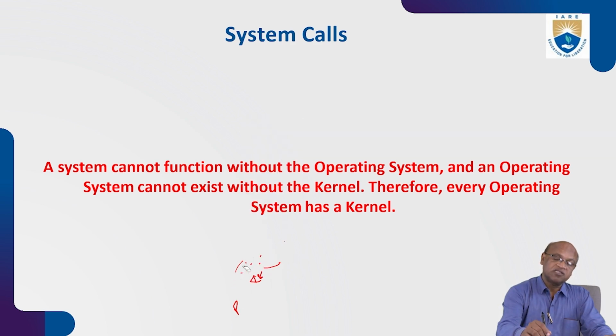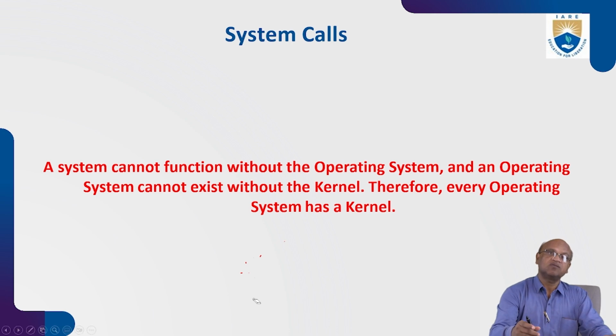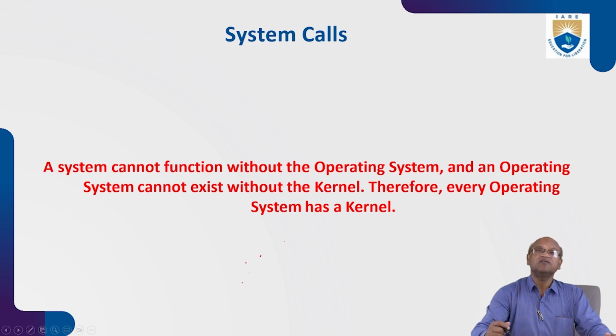Inside the OS there are some programs which directly interface with the hardware. So our access to the kernel is restricted. Only the OS can access it. OS means other programs inside the OS. Kernel is also part of the OS, but these OS programs will interact with the kernel. That's what exists.